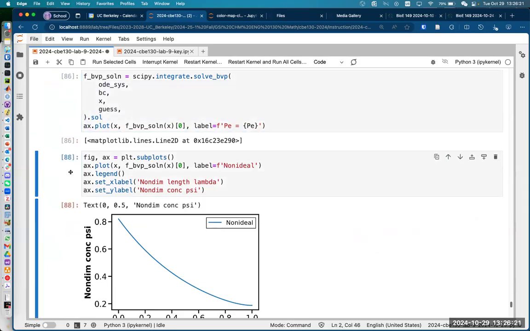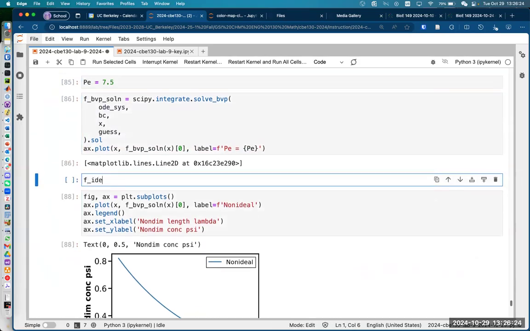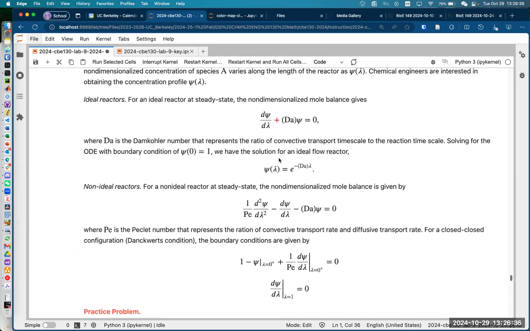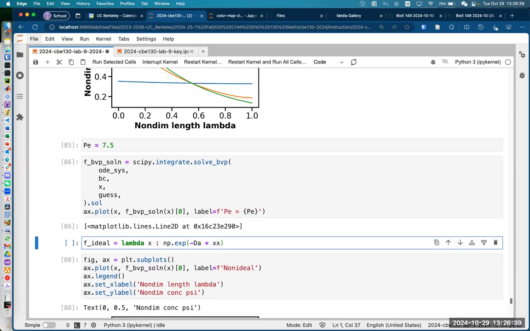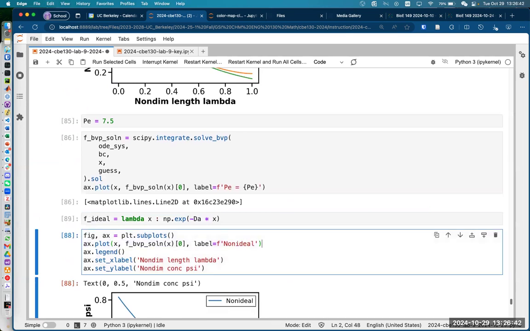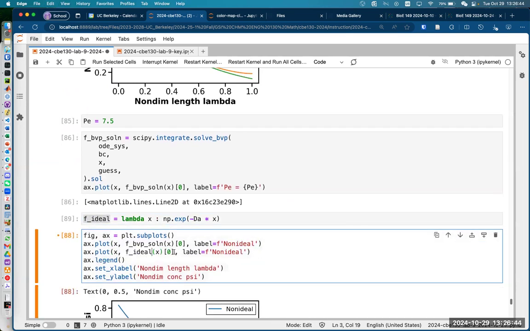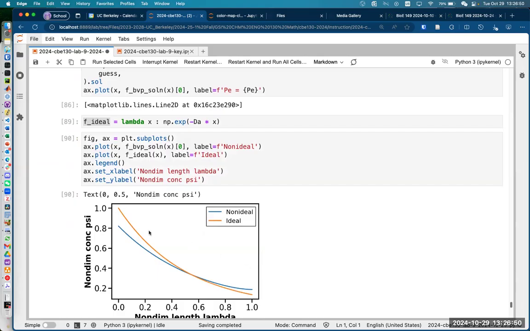And for the ideal case, we already know the solution. So f_ideal is equal to a lambda function of x, np.exp of e to the minus Peclet number times x. So these are already solved here, as you verified in the first question. So we can plot that, f_ideal, and label it as ideal case. And you see that the ideal case starts at 1 and ends at a very small number. But the non-ideal case doesn't start at 1. It starts at around 0.8 to satisfy the boundary conditions.